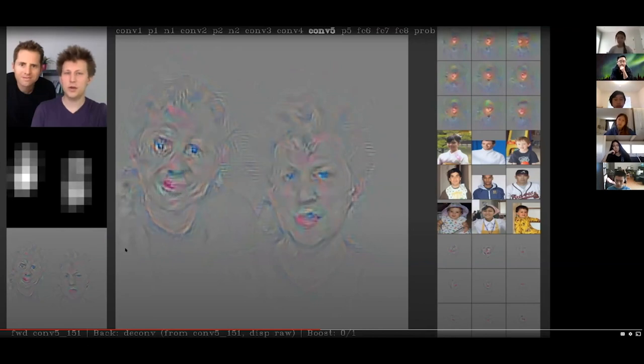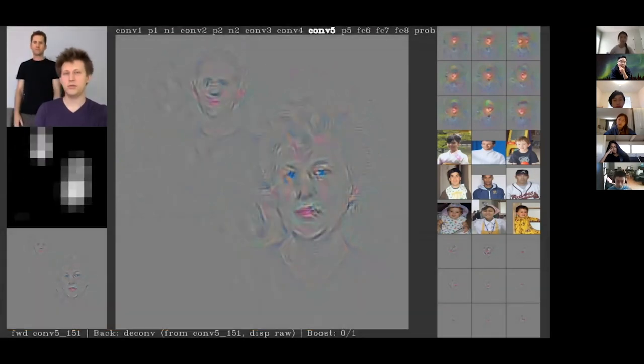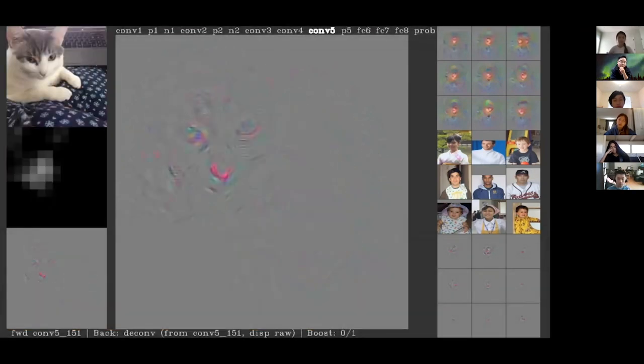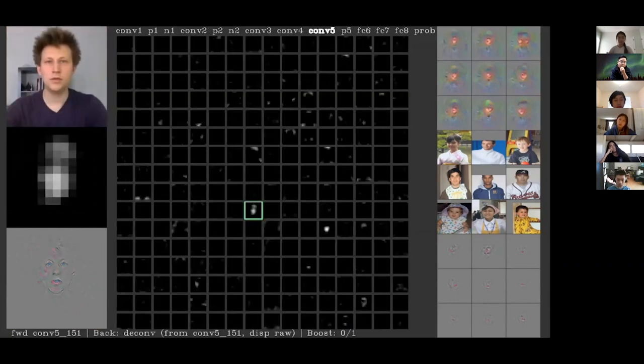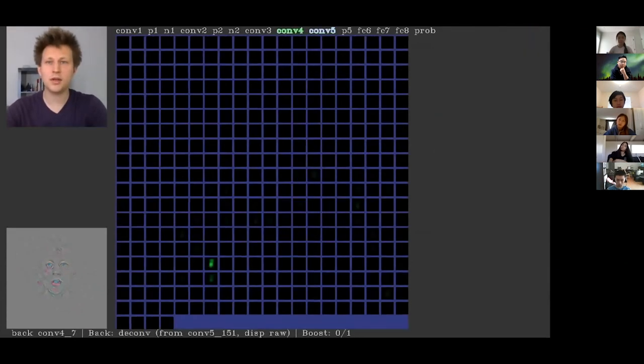We can also confirm that it cares about the head and shoulders but ignores the arms and torso. We can even see that it fires to some extent for cat faces. Using backprop or deconv, we can see that this unit depends most strongly on a couple units in the previous layer conv 4 and on about a dozen or so in conv 3. Now let's look at another neuron on this.